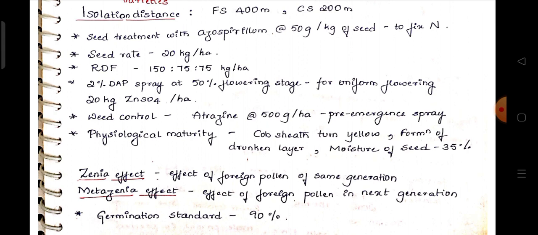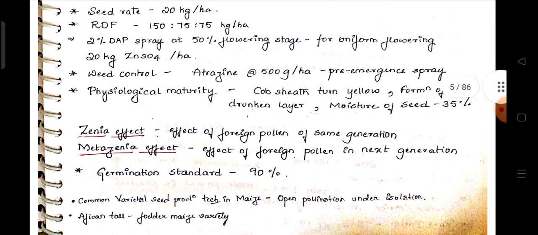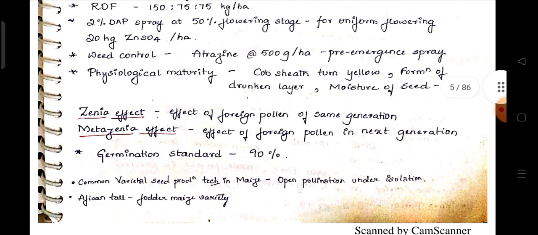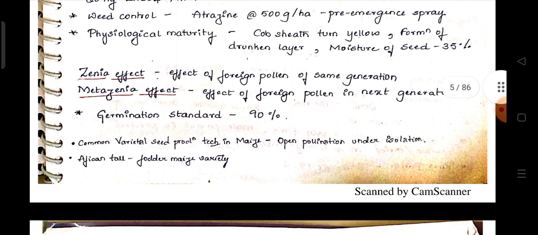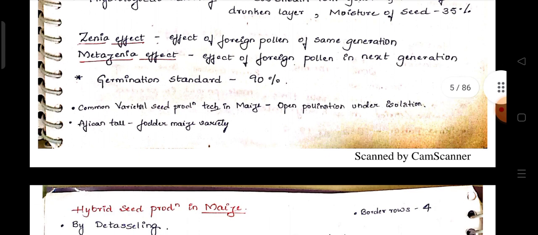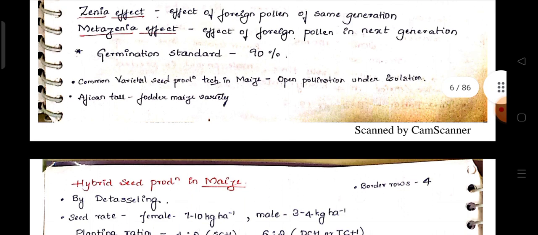Physiological maturity is indicated when the cob sheath turns yellowish in color, with formation of a black layer, or shrunken layer as we may call it. The moisture of seed is 35% when it attains physiological maturity. Xenia effect is found in maize: the effect of foreign pollen in the same generation. Metaxenia is the effect of foreign pollen in the next generation or on the maternal tissue. Germination standard is 90%. The common varietal seed production technology in maize is open pollination under isolation. African tall is a fodder maize variety.